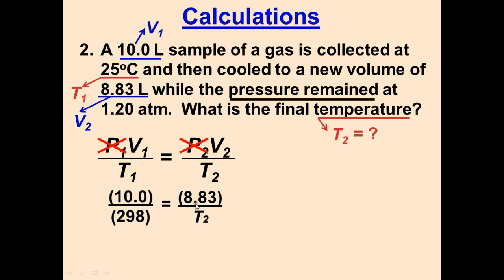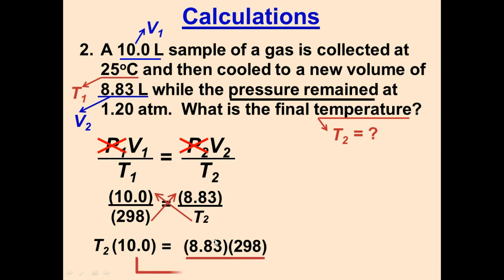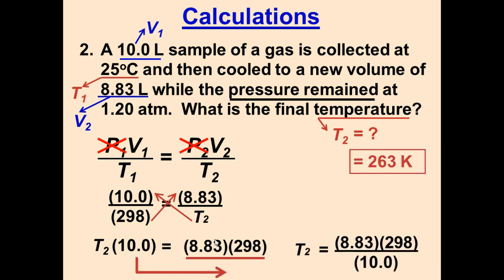So we plug in the corresponding numbers to all the variables, and so we want to isolate T. So remember in math class, when we have two ratios set equal to each other, we can cross multiply. So we do T2 times 10 equals 8.83 times 298, and this is just in Kelvin. Remember, we convert 25 degrees Celsius to Kelvin. That's how we got this big number here. And so we divide this right side by 10, and after doing that, we should get an answer of 263 degrees Kelvin.